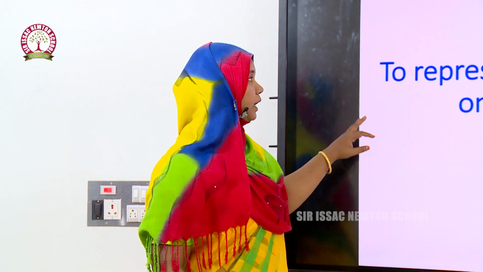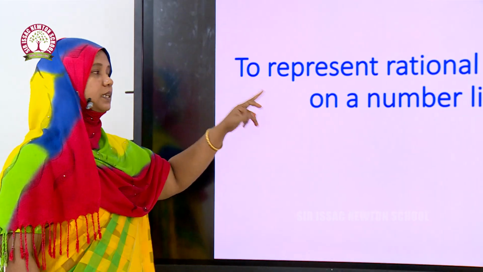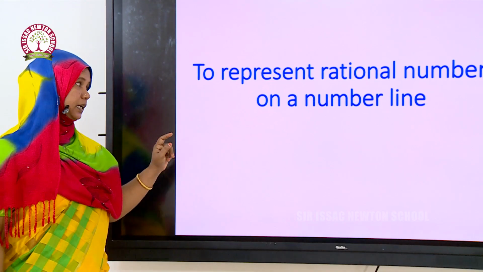In the previous session, we have seen the properties of rational numbers. Now we are going to discuss how to represent rational numbers on a number line and how to compare rational numbers.